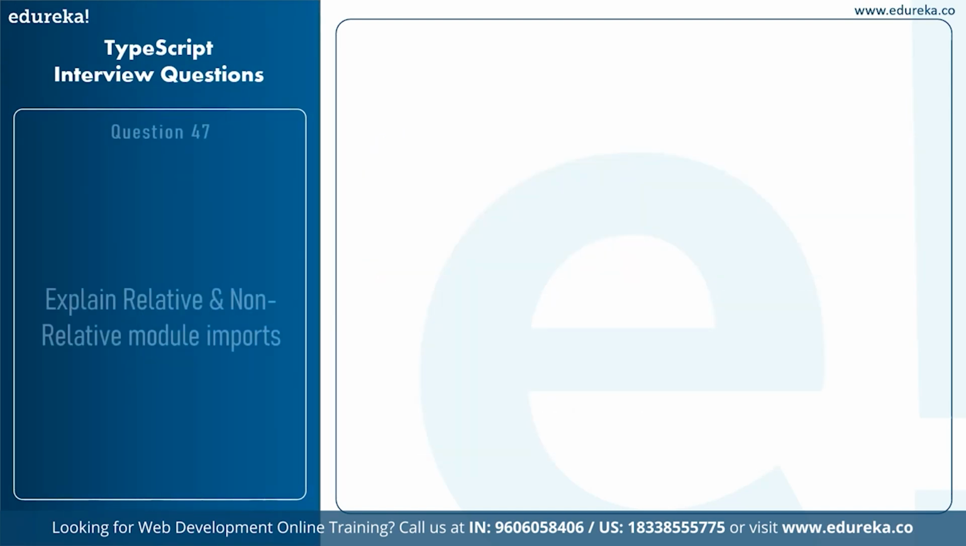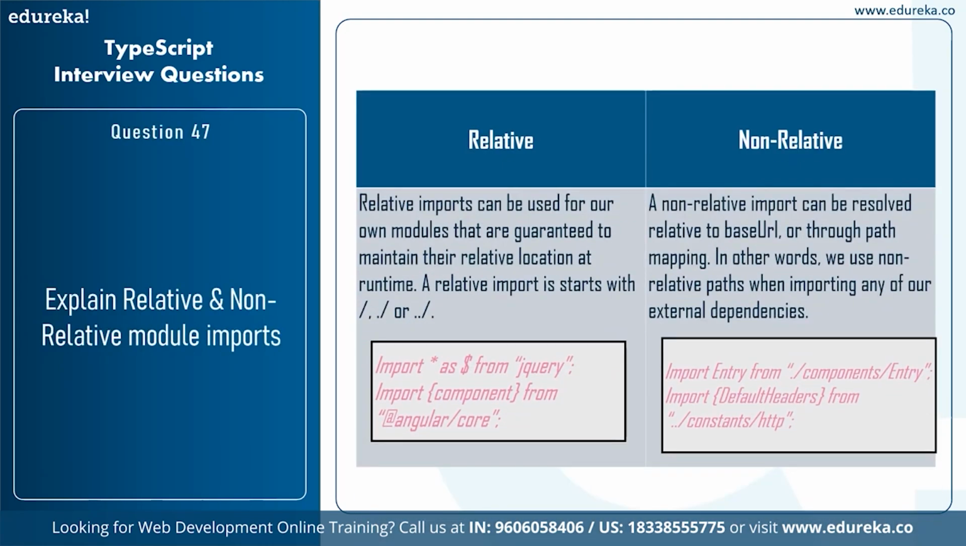Moving on to the next question, explain relative and non-relative module imports. Relative imports can be used for your own modules that are guaranteed to maintain their relative location at runtime. A relative import starts with a slash, a dot slash or a dot dot slash. But a non-relative import can be resolved relative to the base URL or through path mapping. In other words, we can use non-relative paths when importing any of our external dependencies.